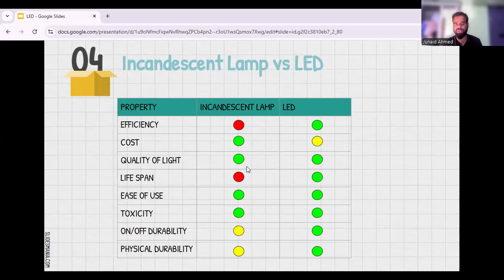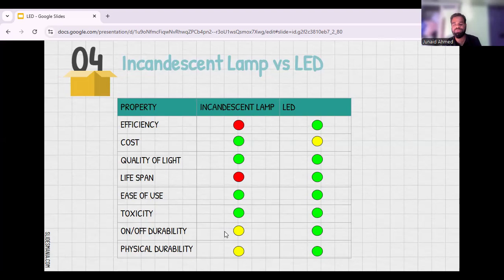Quality of the light, the quality of the light is good in both. Lifespan, whenever voltage fluctuation is there, the tungsten filament can break up, and then the light is no longer in use. But in the case of LED, it is different. If one LED is gone, we can remove that, and the other LEDs work normally. Okay. And in the case of ease of use, both are easy to use. And toxicity comparison, there is no kind of toxicity in either light.